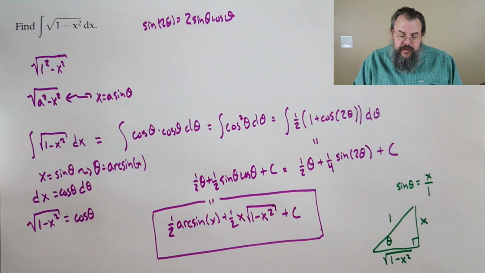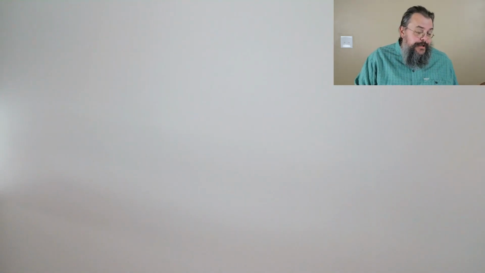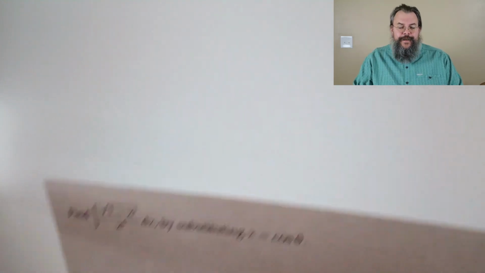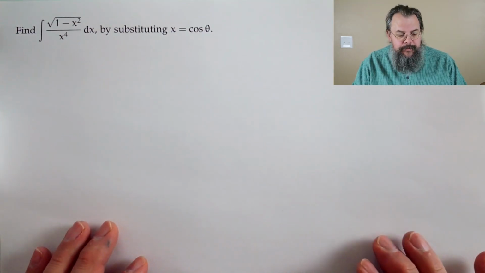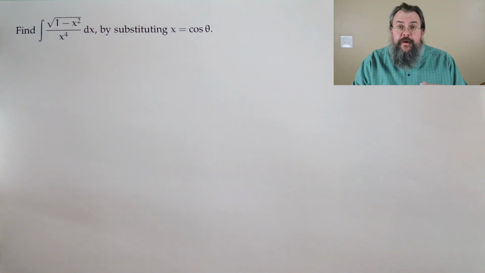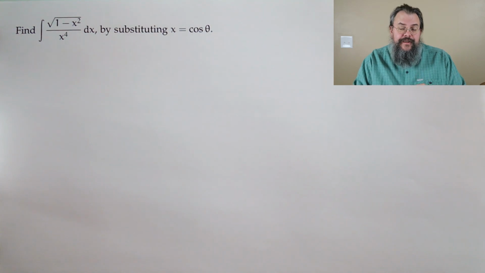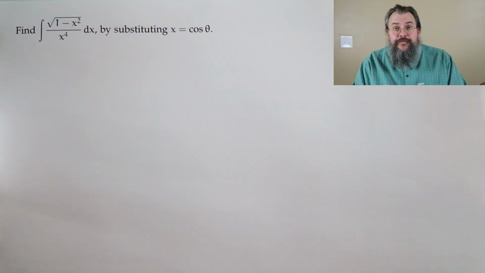So let's do another problem. Okay, here we go. Next problem. Oh, it's a little shy. That's all right. Here we go. There we are. Find the integral, a similar problem, square root of 1 minus x squared, divided by x to the 4th dx. By making the substitution, x equals cosine theta.